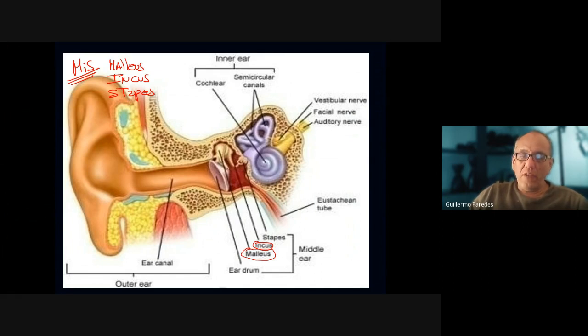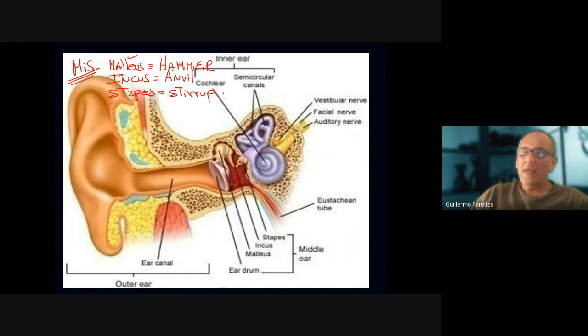Listen to this question for the exam: which one is in contact with the tympanic membrane? The first, the malleus. The malleus is in contact with the tympanic membrane. Is that clear? Malleus is the same as saying hammer. You need to know this because it's coming. They can ask you hammer or malleus, incus or anvil, and stapes or stirrup.